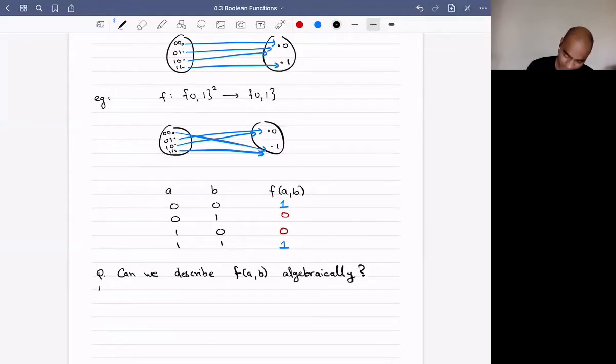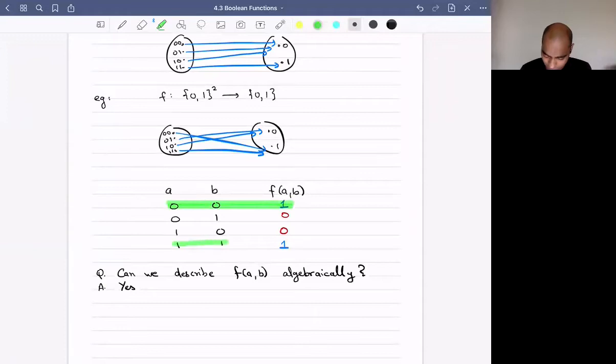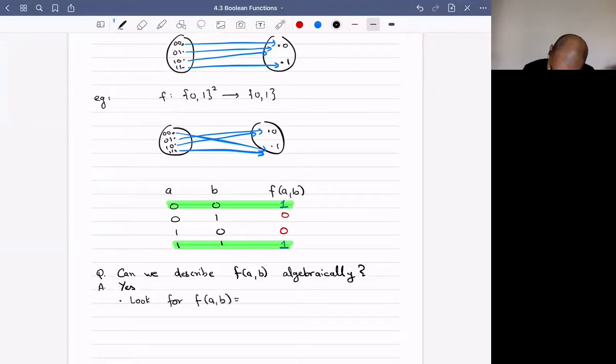And the answer is yes. And there's a trick to do this. And the trick is this. You look at the table and you look at all the entries where there is one. So you have one here and you have one here. So I focus in on the first row.